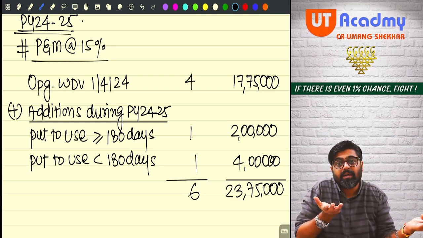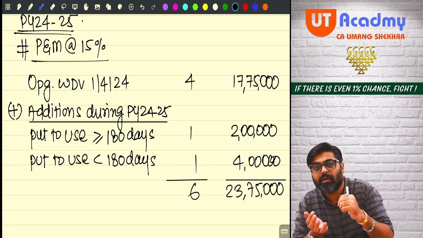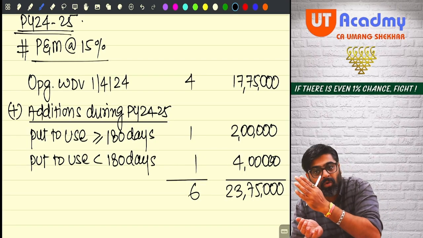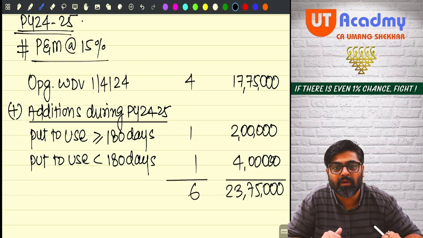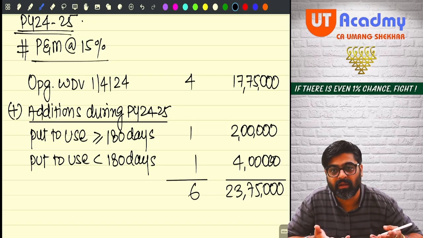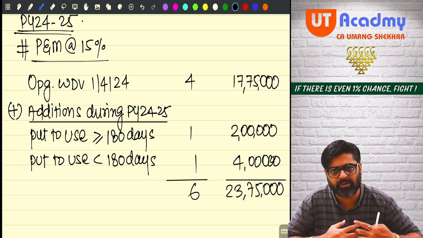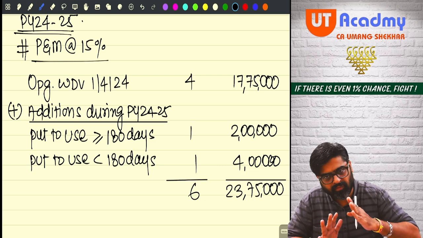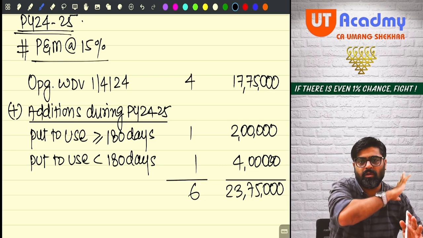So when the machines are coming into the business, they are added to the block. When the assets are going out of the business, they are removed from the block. Yes or no? Removed means deletions. And deletion can happen because of any reason. I'm not saying only sale. It can be scrapped also. It can be compulsory acquisition also. Yes or no? By any reason, if the asset is leaving my business, I have to take that asset out of my block also.